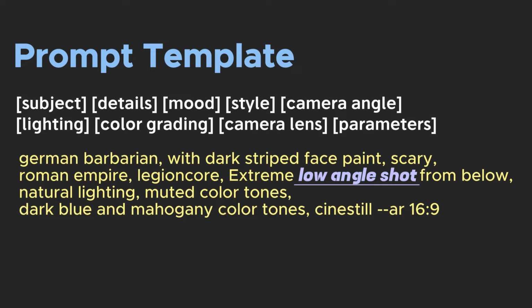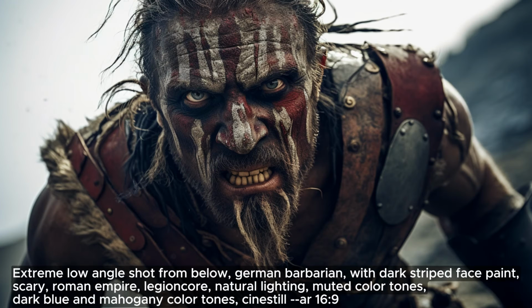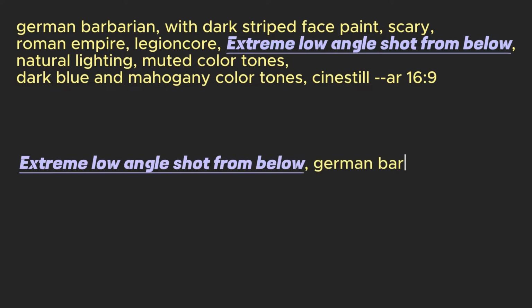We'll generate a photo of an intimidating German barbarian warrior and place the camera at a low angle view so we're looking upwards. That's not really what I expected. I wanted something that looks more like this. In Midjourney, words closer to the front of the prompt will be considered more important by the AI model.